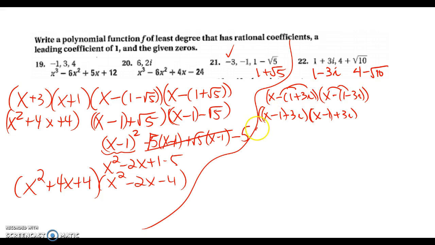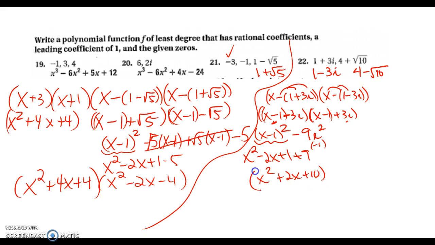So let's FOIL. X minus 1 squared. Now notice, if I do the outer, plus 3i times x minus 1, and I do the inner, it's a minus, minus 3i times x minus 1, those drop out. And I'm going to have minus 9i squared. Let's FOIL this. X squared minus 2x plus 1. If this is negative 1, negative 9, get plus 9. X squared minus 2x plus 10. That's half of it, right? These can be a little tedious.